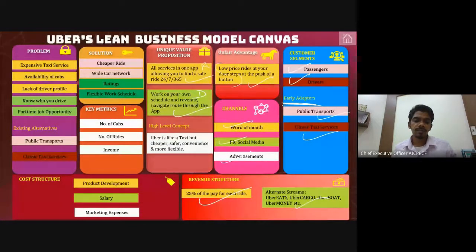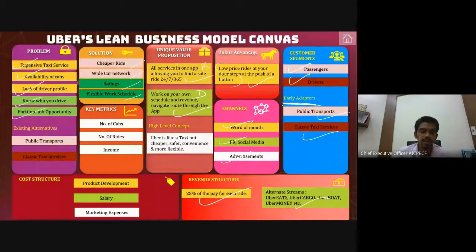Alternate streams என்ன? அதுக்கப்புறம் what are the key problems that I have identified? Expensive taxi service, availability of fewer cabs, lack of driver profile, knowing who your driver is, part-time job opportunity for the drivers. And these are all the solutions. Cheaper drive, wider car network, ratings, flexible work, key metrics.